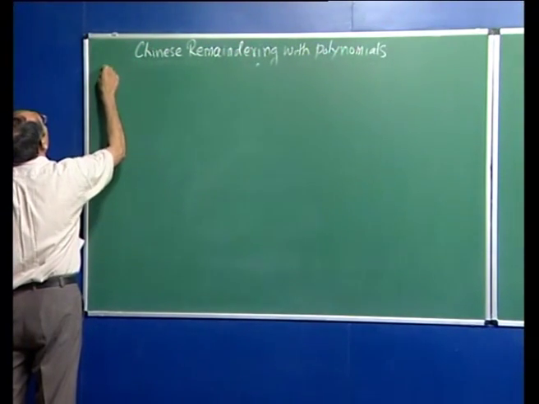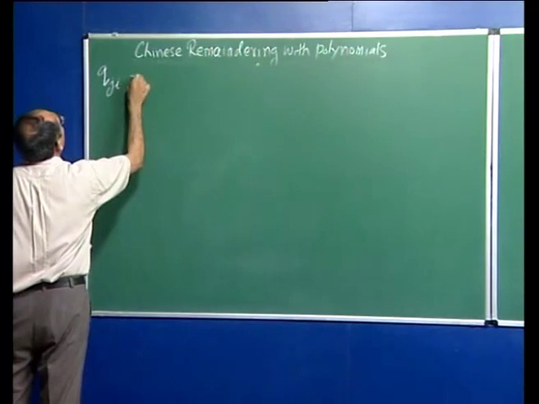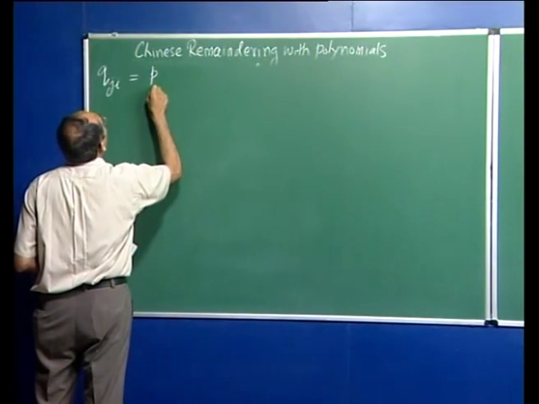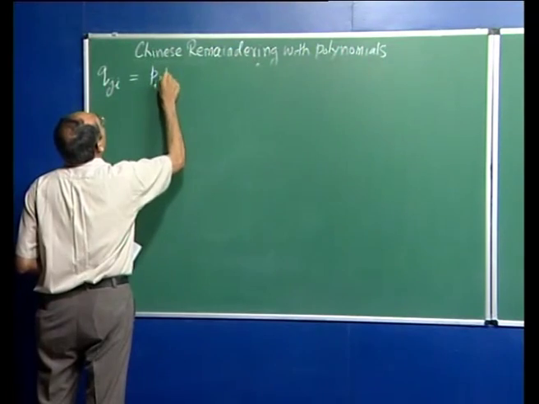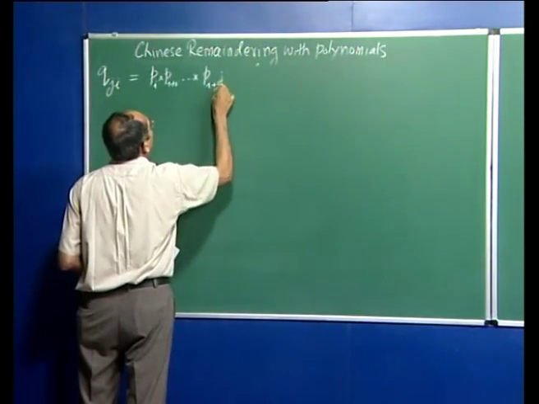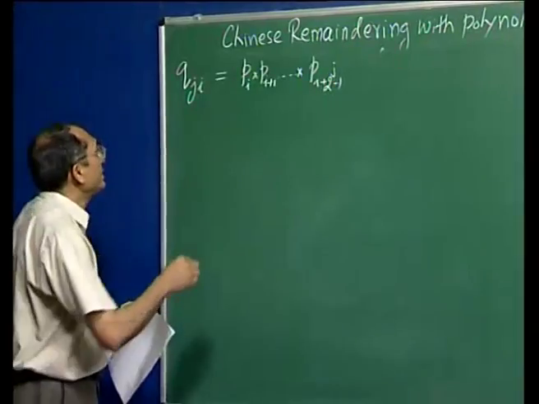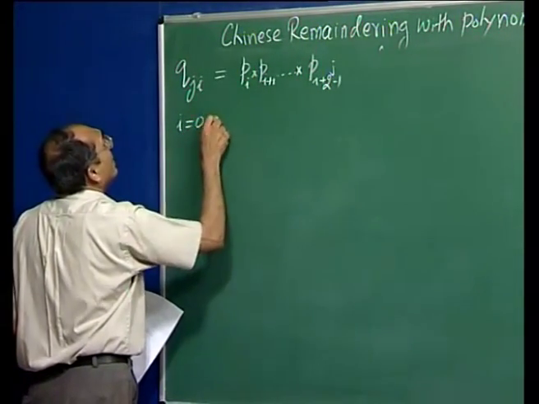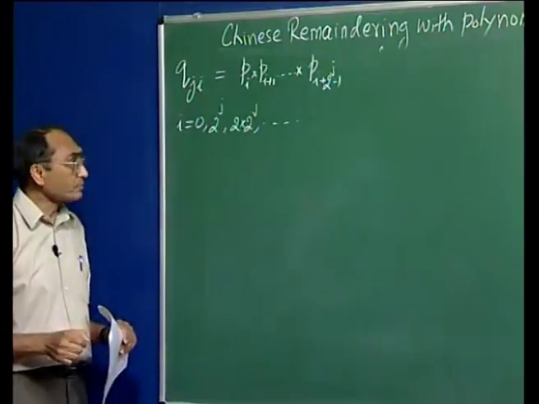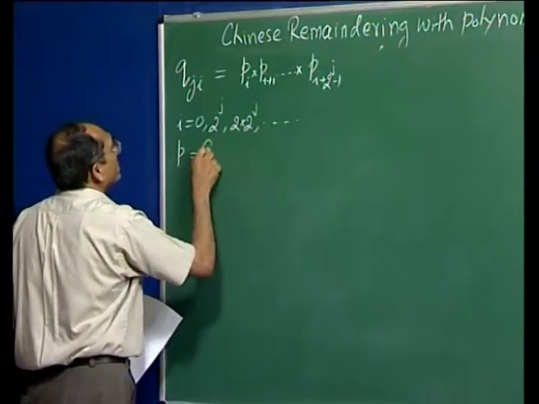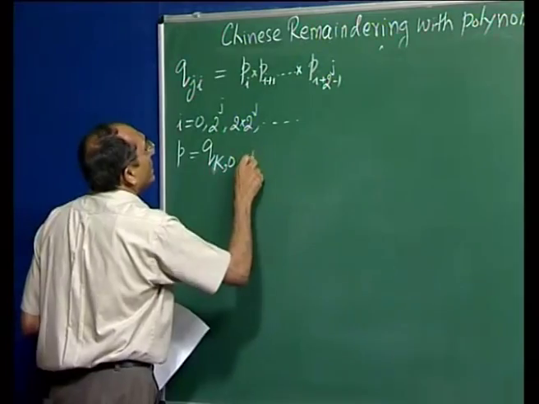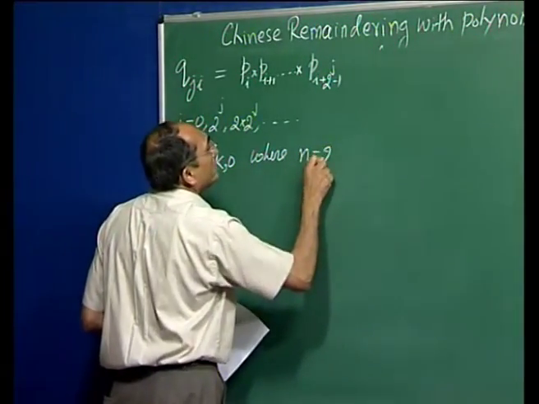Recall that we defined q ji to be the product of 2 to the power j of these polynomials, pi through pi plus 2 power j minus 1, and we defined these terms for i equal to 0, 2 power j, 2 times 2 power j and so on. Hence, p was nothing but q k0, where n was 2 power k.